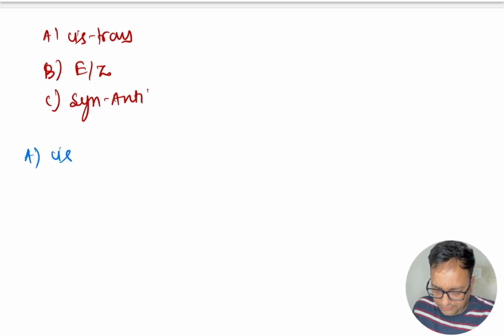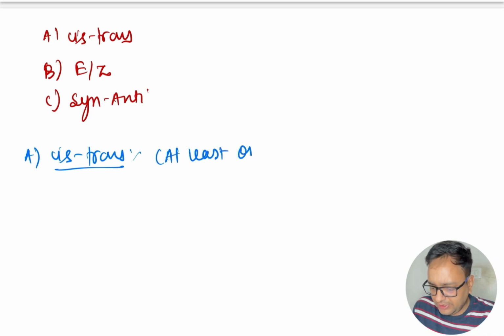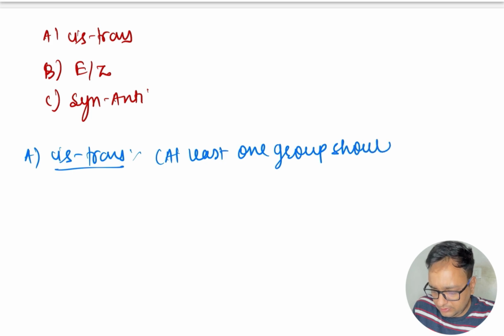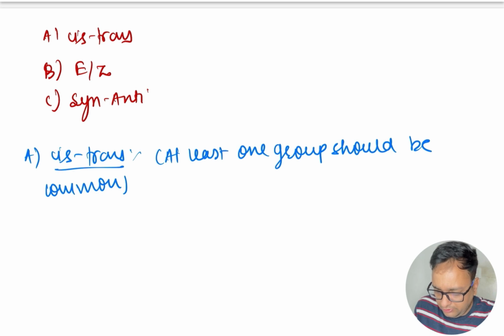So now, first of all, we are going to dig deep into cis-trans. What are the cis-trans isomers? In cis-trans, at least one group should be common. One group should be common, and that is known as cis-trans.